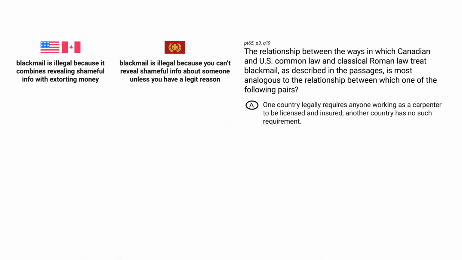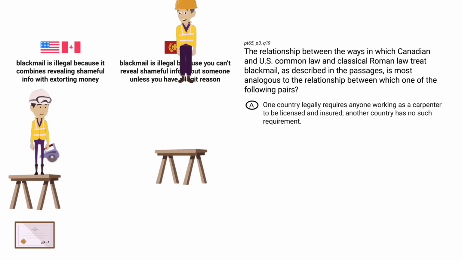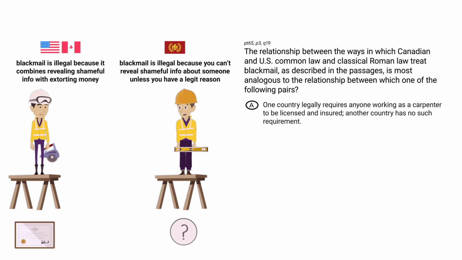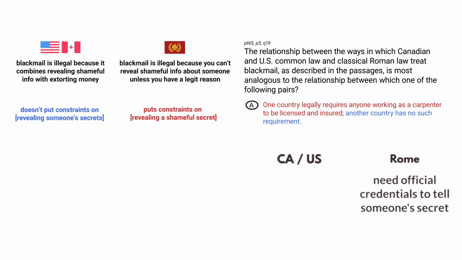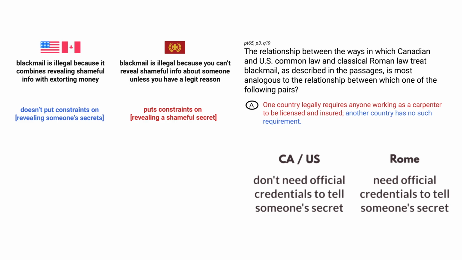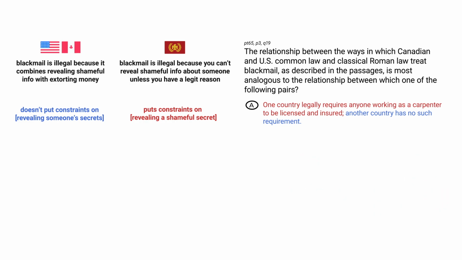When we look at A, what sort of relationship do we see? One country requires you to be licensed and insured, and the other one, just go do your carpentry. So do we have that sort of distinction where one country was more permissive and the other one was more restrictive? Sort of, but it would be backwards. Rome was more restrictive. North America was saying, go ahead, you can tell people secrets, just don't charge money for them. Because we would assume the first half of the answer goes with passage A, the second half of the answer goes with passage B, if anything, this would be backwards, because the first one is the more constrained, and that would match up with classic Rome.